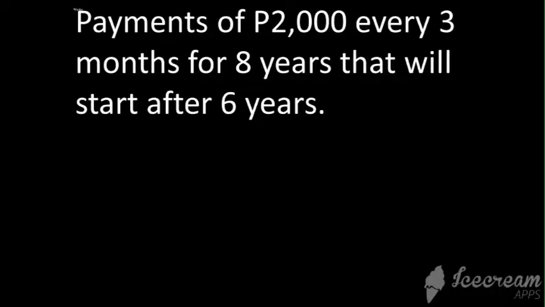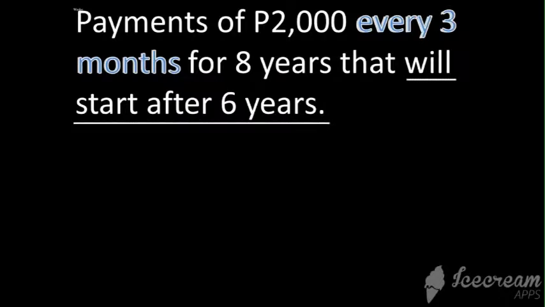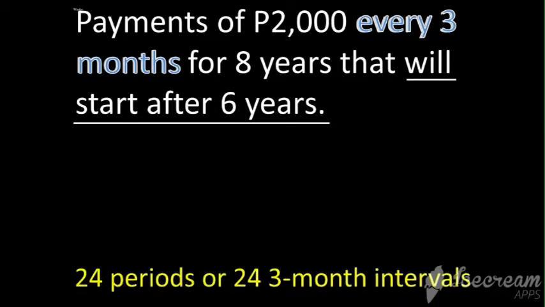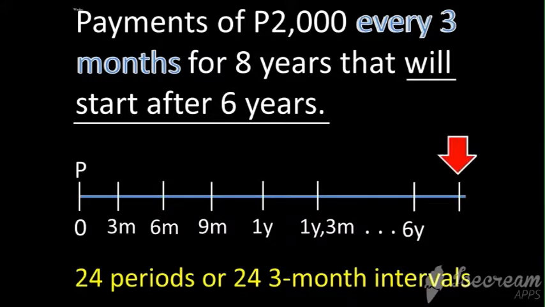Next, payments of 2,000 pesos every 3 months for 8 years that will start after 6 years. Every 3 months, it will start after 6 years. The answer is 24 periods or 24 3-month intervals. In our time diagram, we can see that the first payment will start right after 6 years. And so therefore, there are 24 3-month intervals.